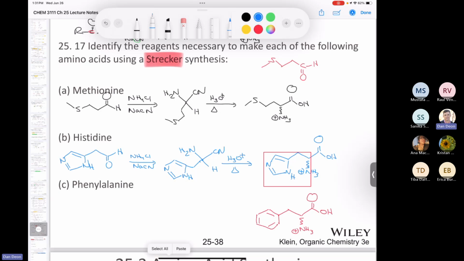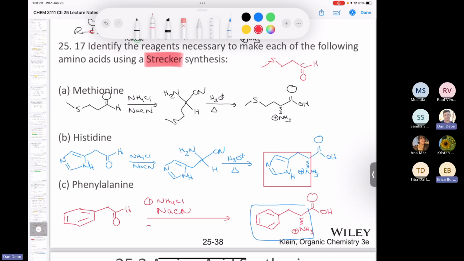So if I want to make phenylalanine, my aldehyde is going to come from this portion right here. So I'm going to start out with this aldehyde. And all we have to do to get from here is, step one, ammonium chloride and sodium cyanide. And step two, aqueous acid and cooking, heating it up. And there you go. So that's a little bit about the Strecker. Let's try another one that involves the Strecker synthesis.